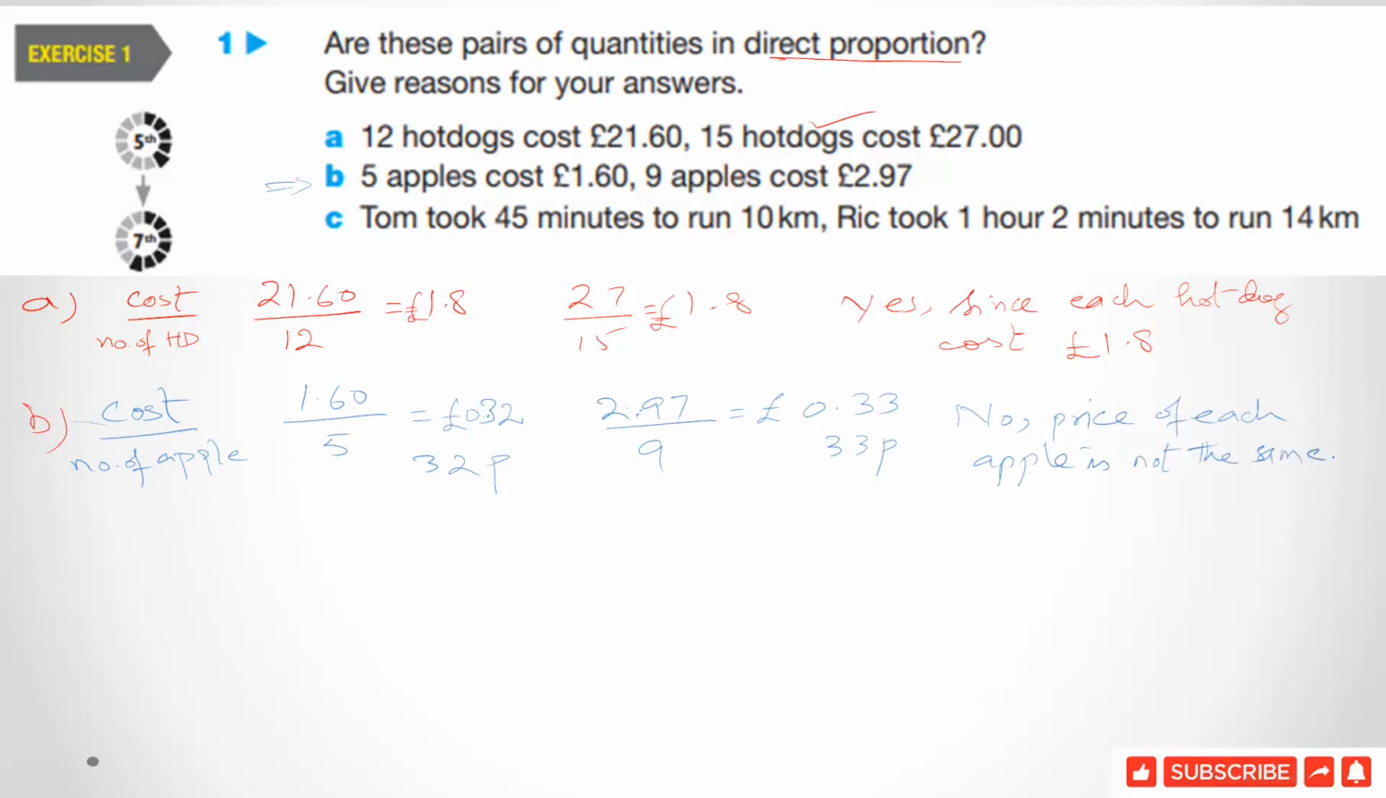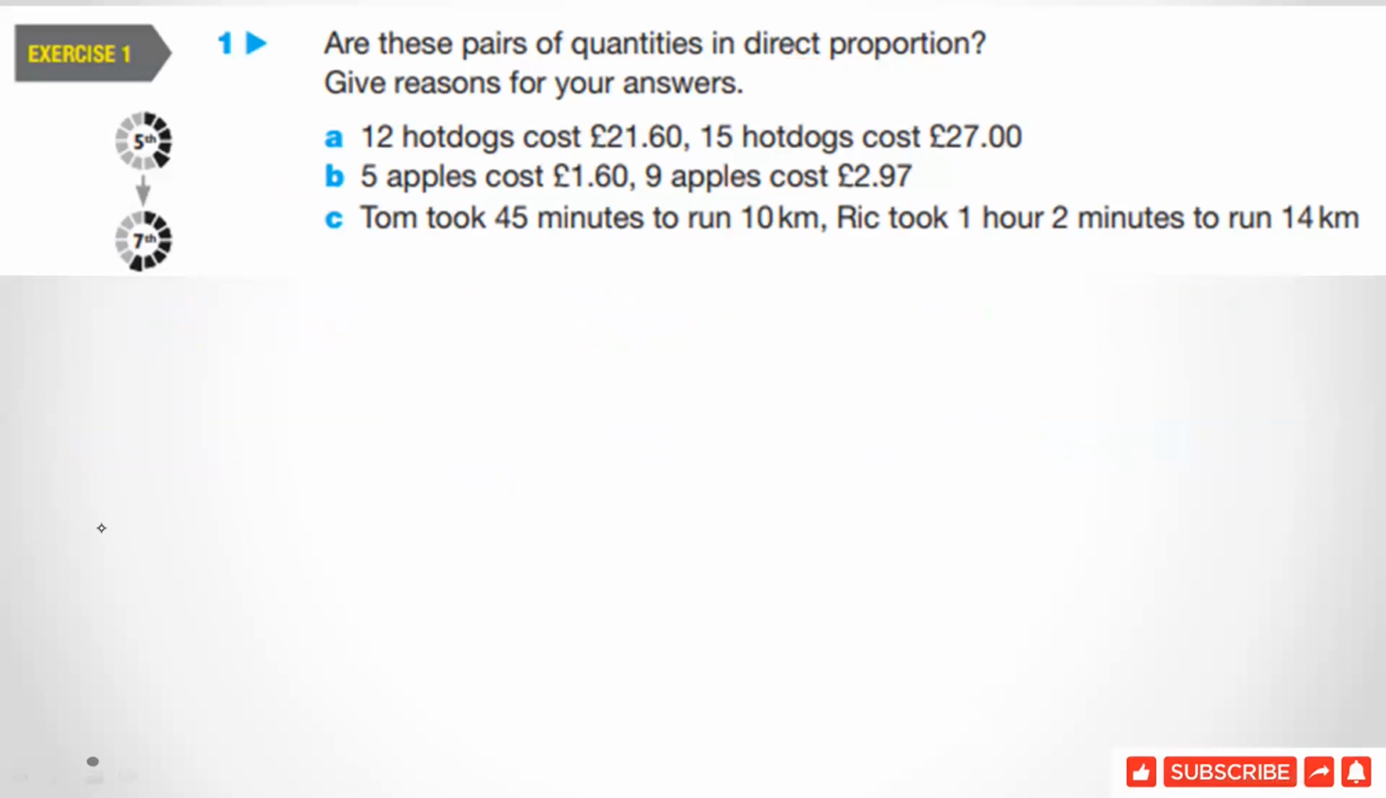Now we come to the C part. Let us check, do we have another? Yes. Now we do the C question here because this place was not enough. Now C says, Tom took 45 minutes to run 10 kilometers. Rick took 1 hour, 2 minutes to run 14 kilometers.